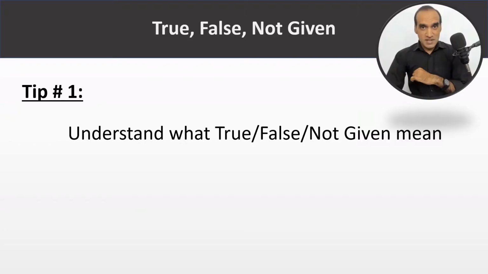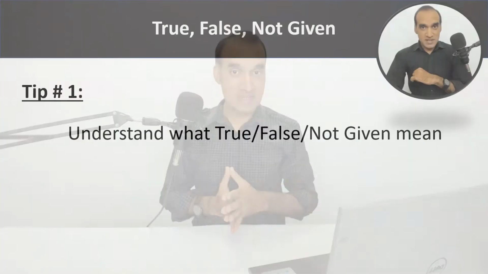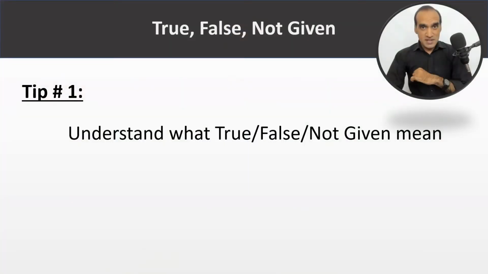Now let's look at how we can solve these problems. Tip number 1 is that you have to understand what these questions are. What does true, what does false, and what does not given actually mean? The biggest reason of not doing well on these questions is when you don't know what actually true, false, or not given mean. What makes a statement true, what makes it false, and what makes it not given. It can be quite confusing, and if you aren't clear about that, no method will work. So let's first understand what these 3 options actually mean.